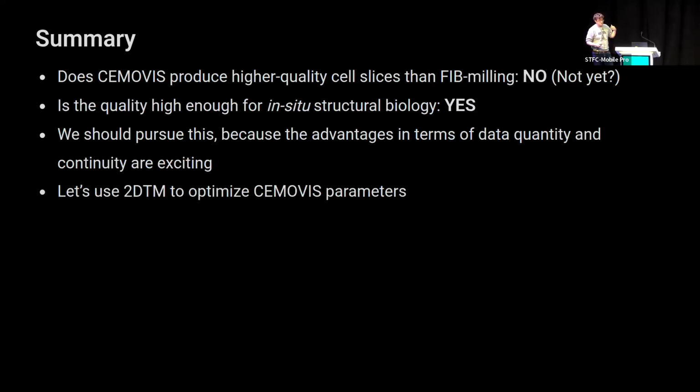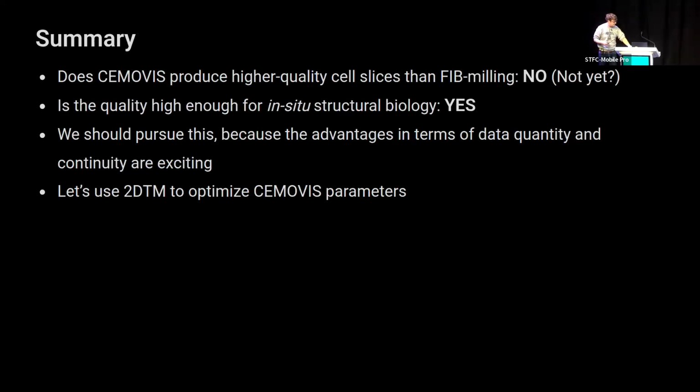So what I think we should do is use 2D template matching. I think it's a great way to get quality scores for CEMOVIS samples, and we can use that to get better at doing CEMOVIS. Maybe the knife needs to be faster, or slower. We might try different coatings for the knife, different coatings for the grids.